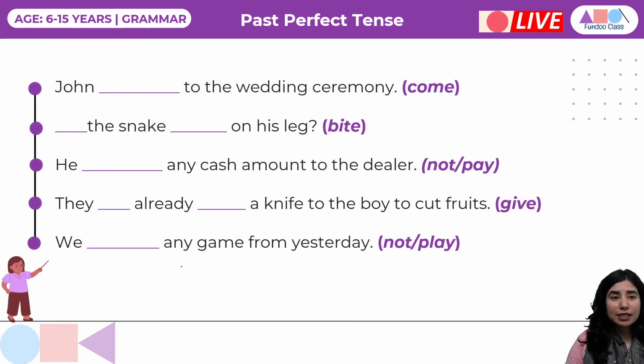So let's proceed to the second part. We have again 5 sentences and you need to finish the sentences using the past perfect tense. So quickly do it and then we will get into the discussion. Everybody please finish this exercise, these 5 sentences. I'll give you 2 minutes. Then we will begin with the discussion.